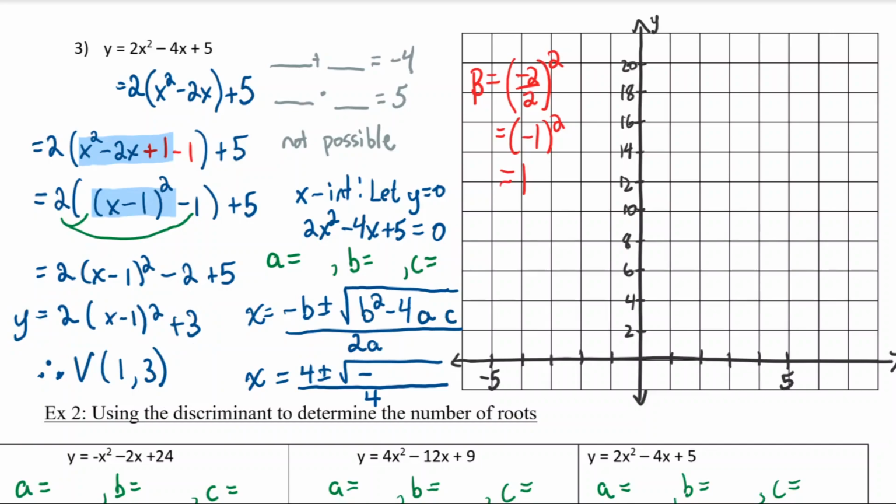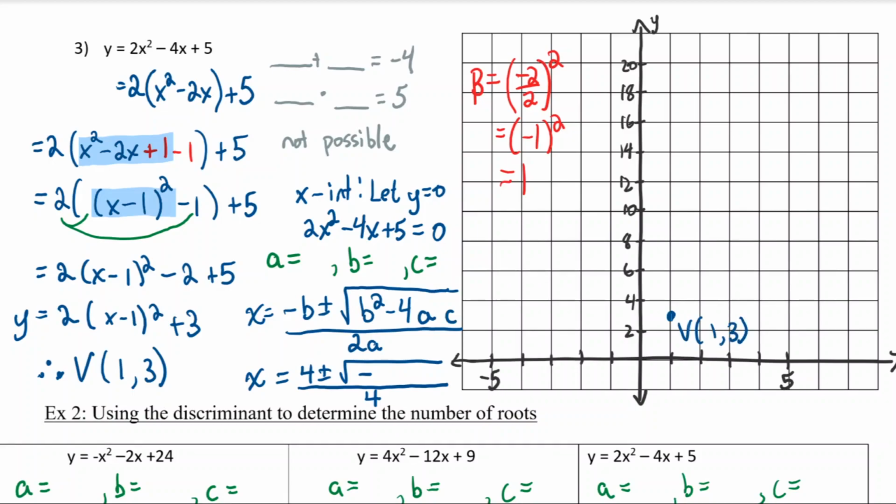So I have my vertex at 1 because this is a negative 1 inside the bracket, so it becomes a positive 1 here. And then here I got my 3, so that's the y value of my vertex. So we're good to carry on and draw that onto our graph. So we have 1, 3. Here it is. Let's label the vertex 1, 3.